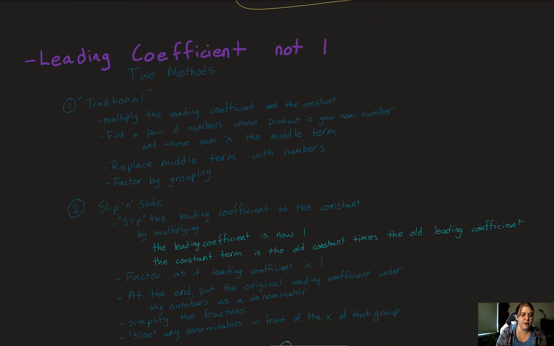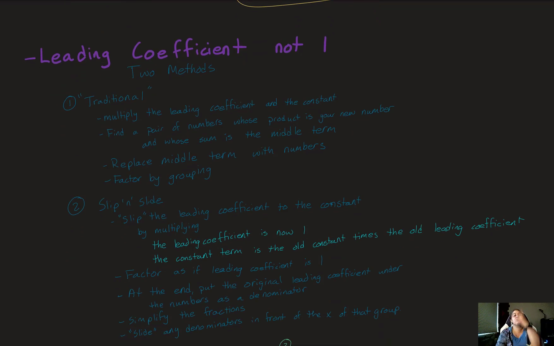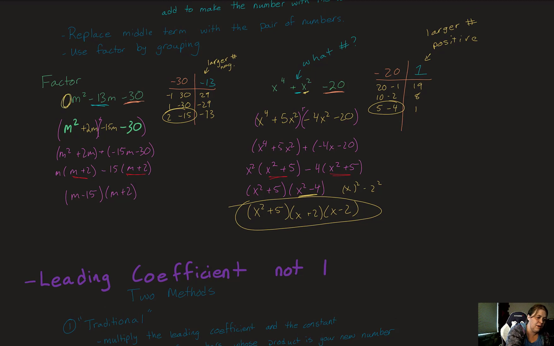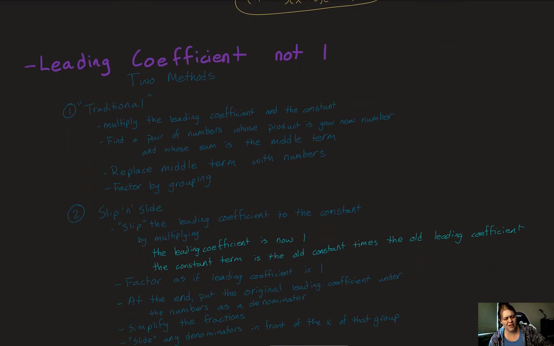Okay, what happens when the coefficient is not 1? There's two methods here. Our traditional method is to multiply the leading coefficient and the constant, and find a pair of numbers whose product is your new number and whose sum is the middle term. Kind of exactly what we did up above, where we take this number out here and multiply that to get our number that goes here. So that's the straightforward thing.